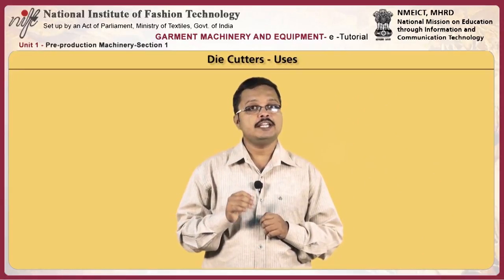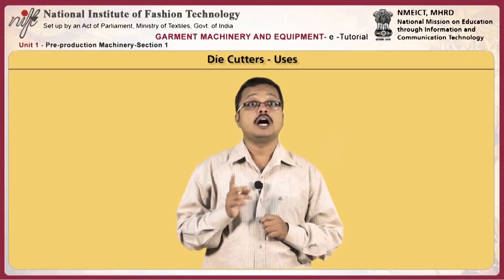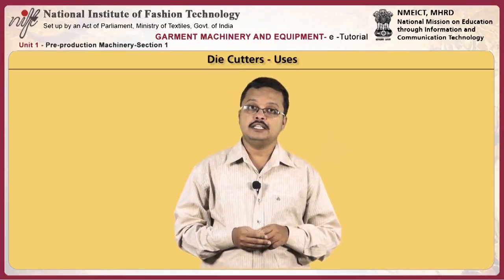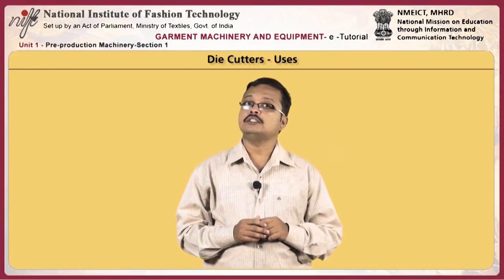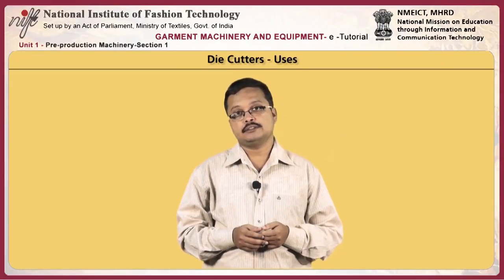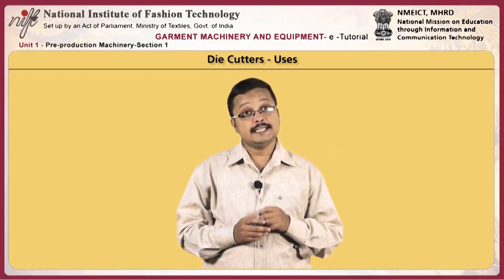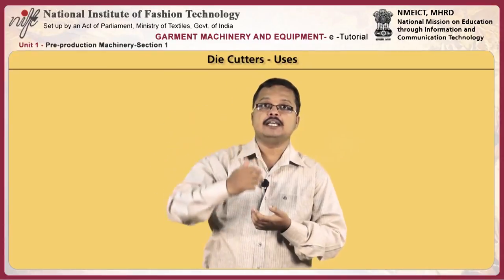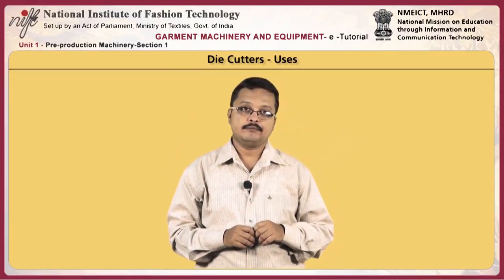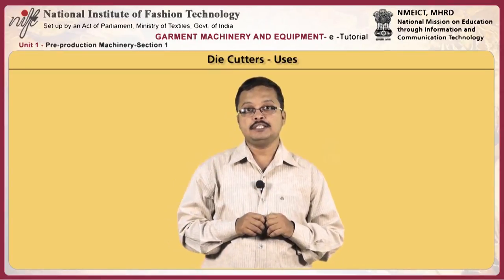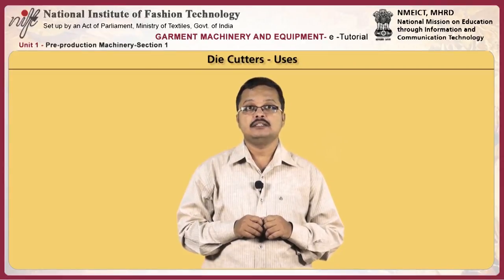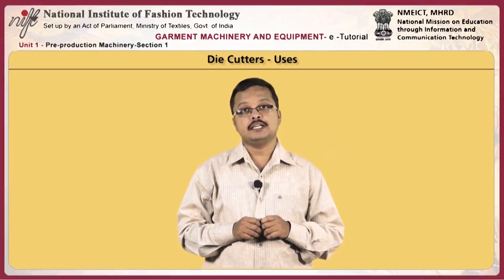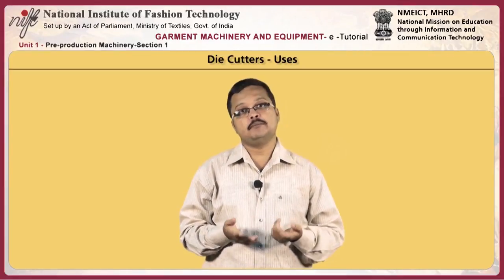Dies are very useful in case of high production volumes of similar styles. Generally, small parts like collars and cuffs are cut by die cutters. The downward force generated by hydraulic systems presses the dies through the fabric lay. Slitting die machines have blades that are used to cut intricate slashes used in pockets, for example, in welt pockets.